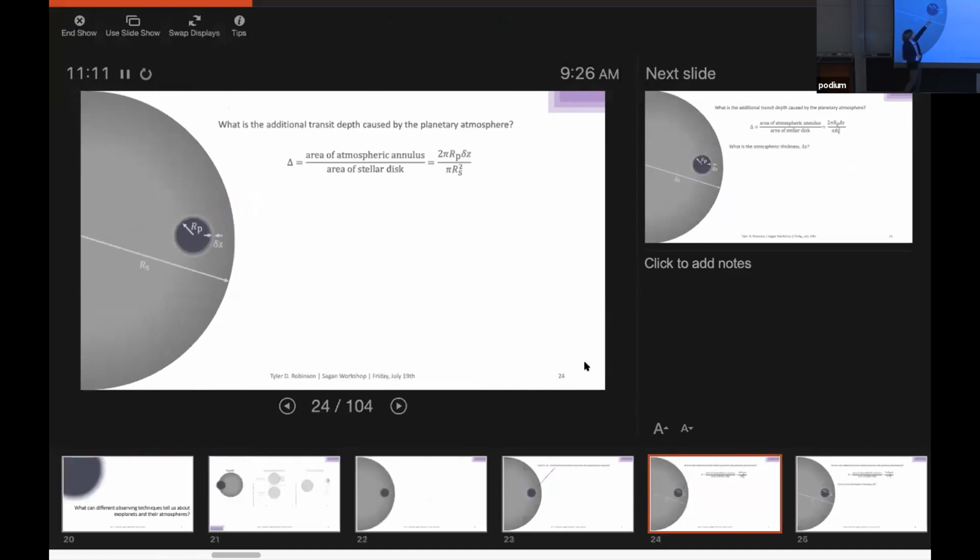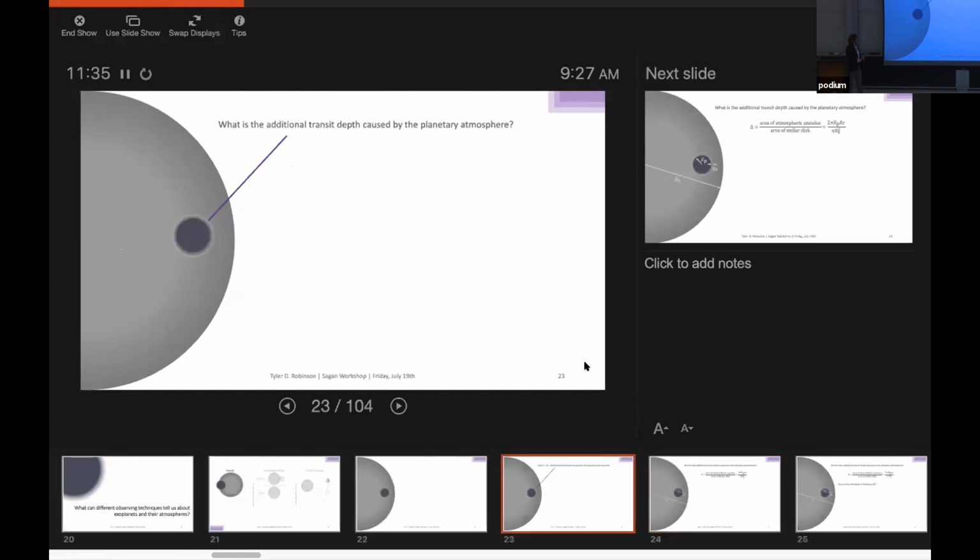This atmosphere here is an annulus. And so the area of that annulus, as long as the thickness of that atmosphere is small compared to the radius of the planet, the signature of the atmosphere then looks like the area of the annulus divided by the area of the stellar disk, just geometry. Grade school me would be super impressed with present me for doing geometry. But let's do a little bit of physics.